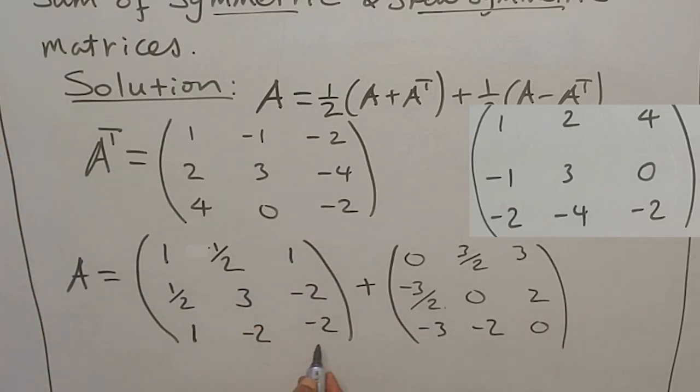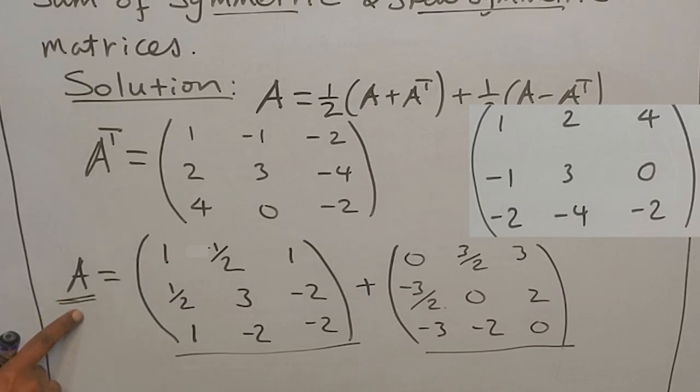Now we got the symmetric matrix plus the skew symmetric matrix, which gave us matrix A. So we wrote matrix A as the sum of symmetric and skew symmetric.